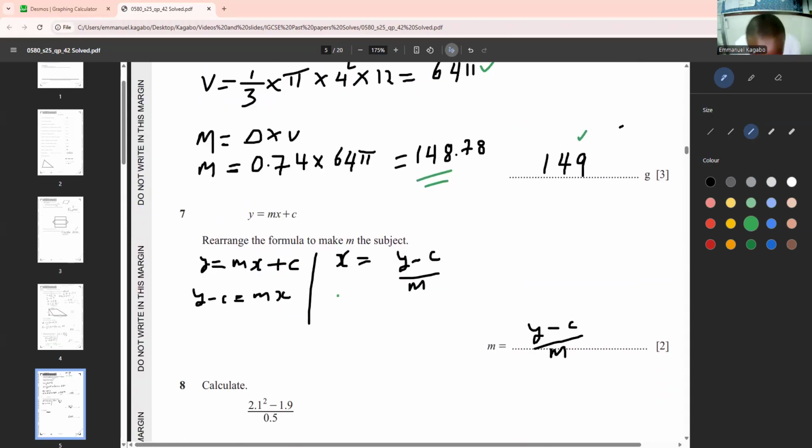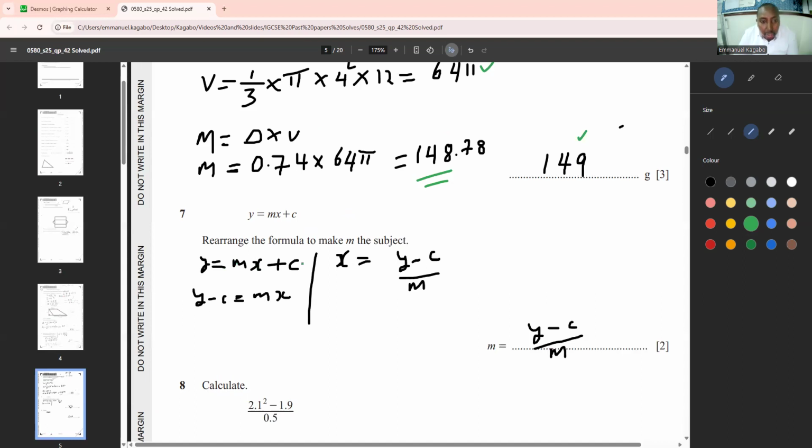Question 7. Okay? Now, question 7. This is the question of a straight line, but don't mind about that. The equation is y equals mx plus c, because this is about subject of the formula. Now, make m the subject. Whenever you're making the subject, you reverse what they did. What did they do? So they have y. They got m times x plus c.